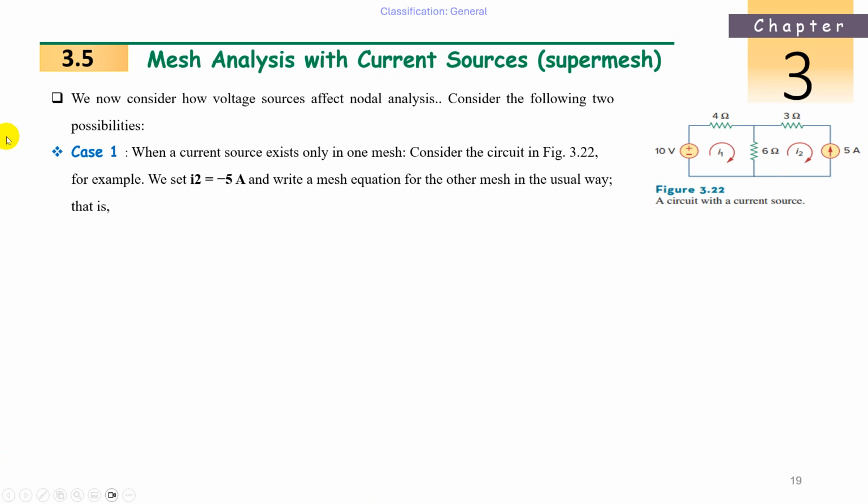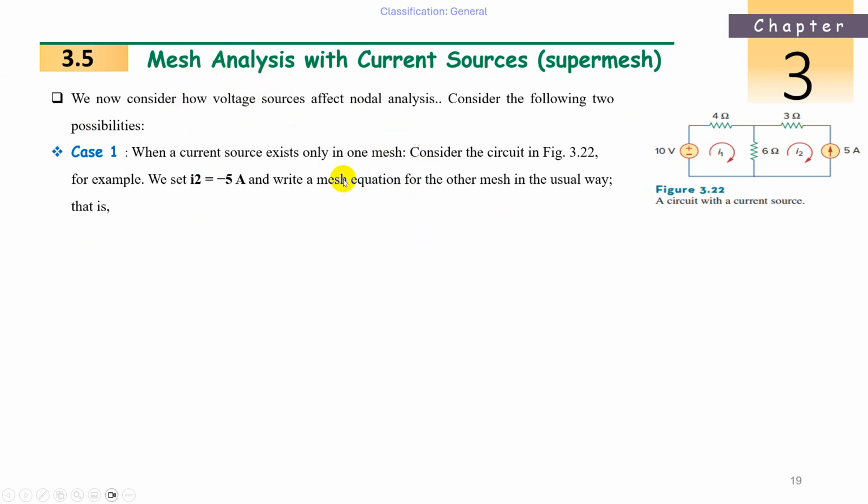Then what is the equation? Here we consider I1 and I2. We set I2 equal to 5 only, because whatever the current is from that source, it is not dependent on other currents. So I2 will be minus 5 amperes. Why minus? Because we assume the clockwise direction of I, so the current is opposite. So minus 5. Then write a mesh equation for the other mesh in the usual way, voltage summation equal to 0.